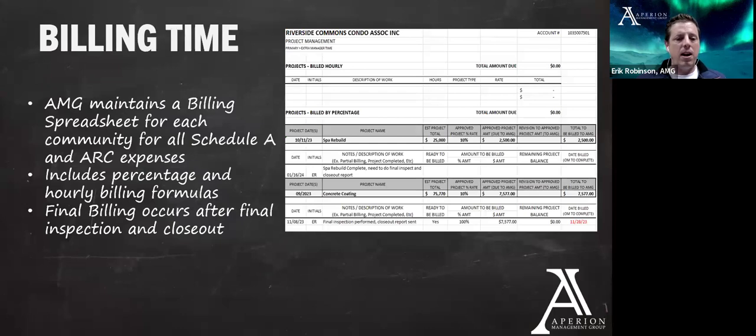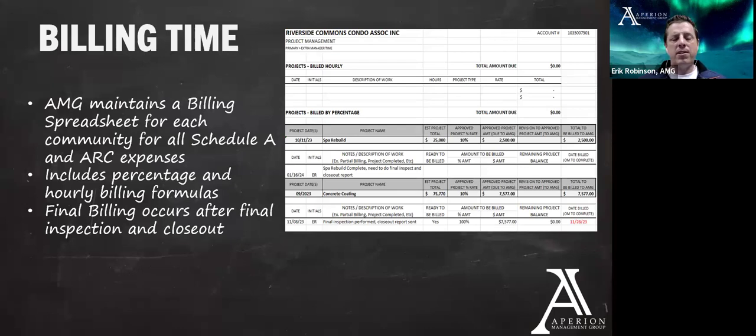Now for billing, Aperion maintains a billing spreadsheet for each community for all our Schedule A and architecture review committee expenses. It includes percentages and hourly billing formulas. So it's just how we track things internally. And the final billing for your AMG managed project isn't going to happen until that final inspection and punch lists are completed, and that closeout report is with the board of directors.